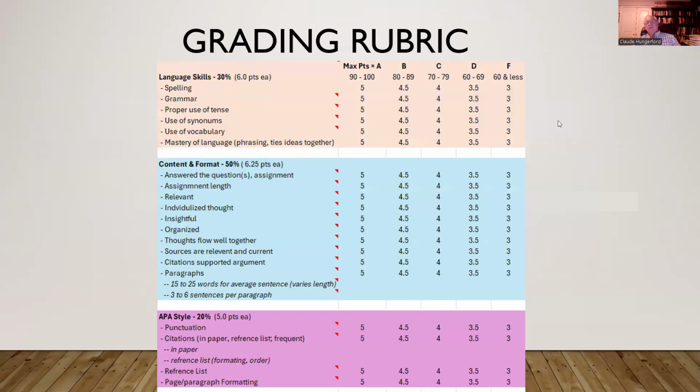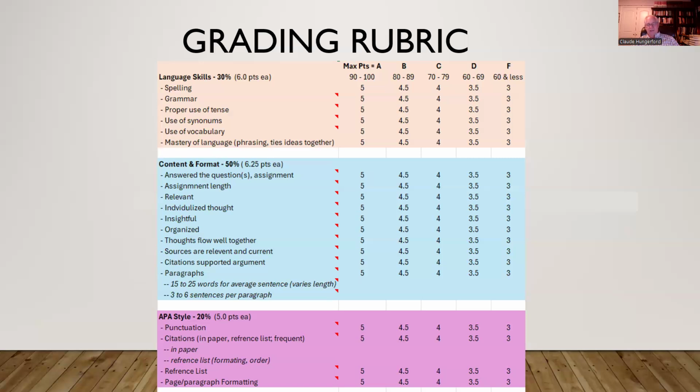Okay. So as you submitted papers, one of the things that I was doing last week is figuring out the fairest way to grade your papers. If you remember in the syllabus, the focus is three areas: language skills, content and format, and APA style. You can see I've weighted these areas not 33% across the board, and there's a reason for this. I put the greatest amount of weight in content and format because that is the bones of everything.